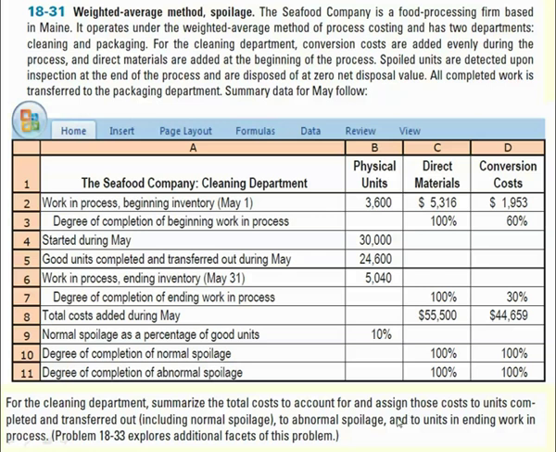For the cleaning department, summarize total costs to account for and assign those costs to units completed and transferred out, including normal spoilage, and to abnormal spoilage, and to units in ending work in process. Let's see how to solve this problem.